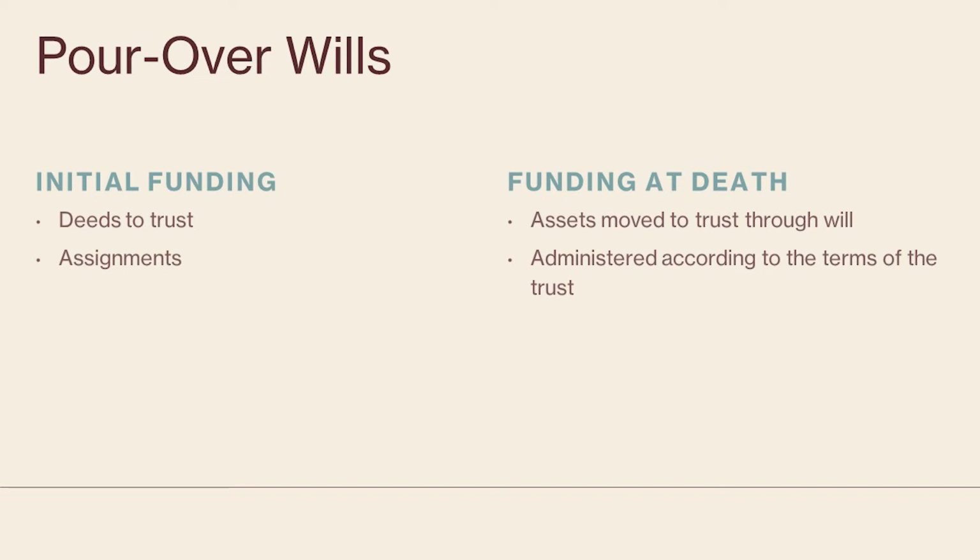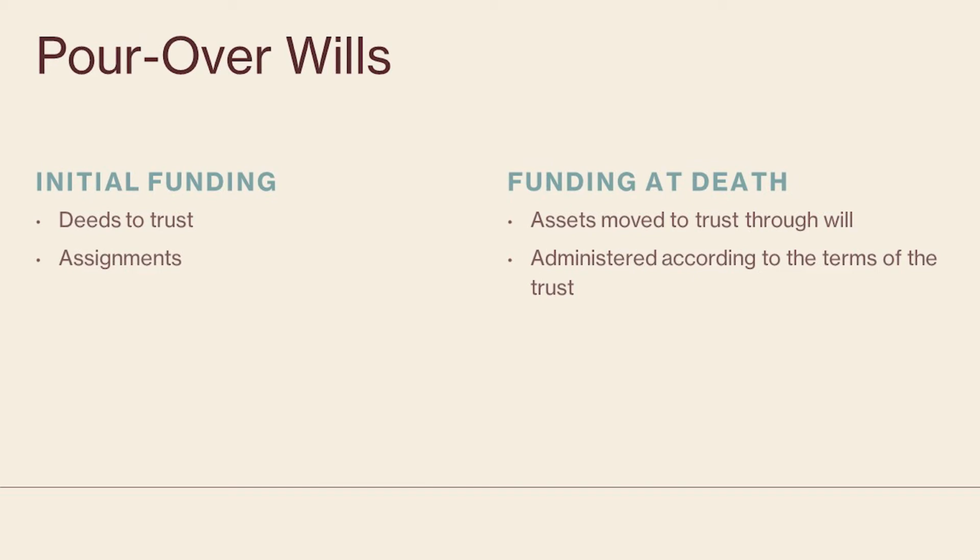And then when you pass away, there will likely be other assets that you've received that weren't assigned to the trust at the time you set it up. So what we do is what's called a pour-over will. And the pour-over will just says, I've got this trust, and everything that's in my probate estate at the time that I die, I want to go into the trust.